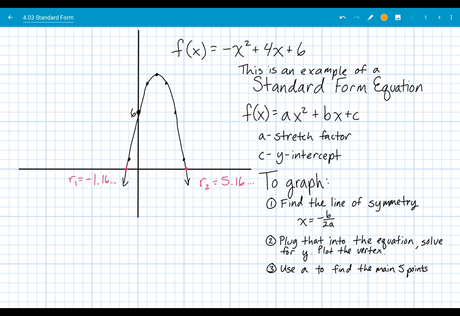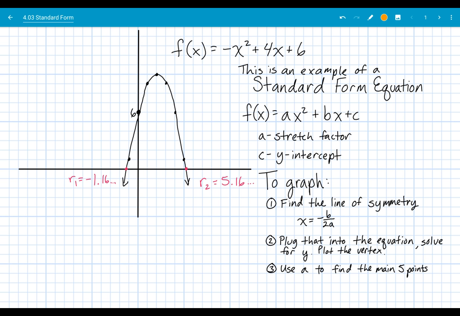In this video, we're going to look at the last form of quadratic equation, and this is called standard form, but it's not necessarily the most useful, but it really depends on what you're looking for, because for a lot of parabolas, this might actually be the most useful format.